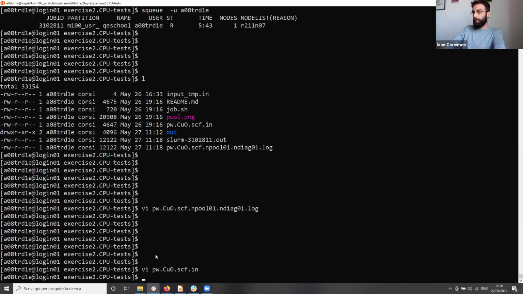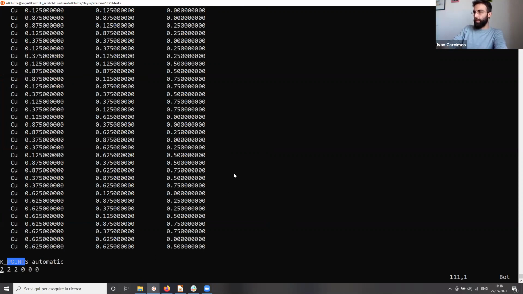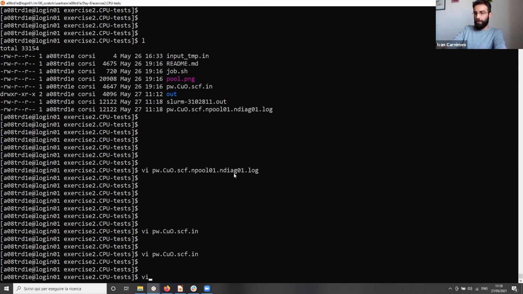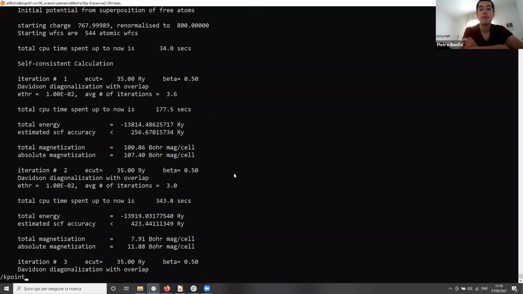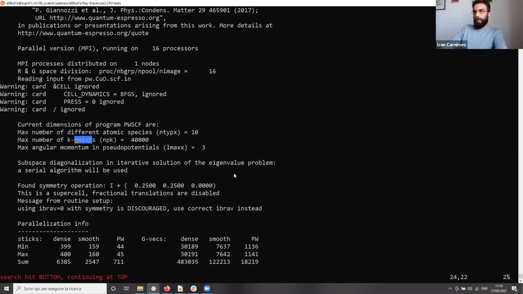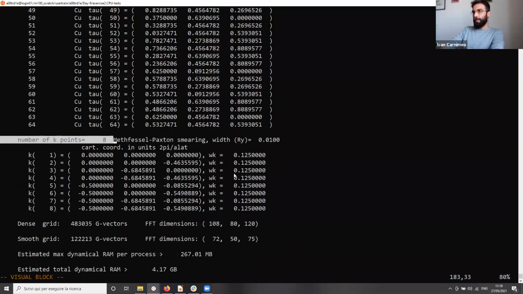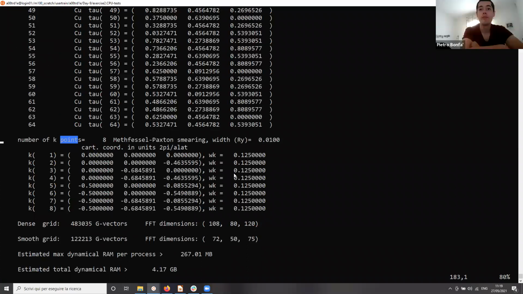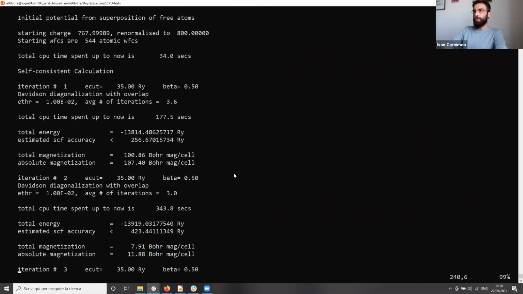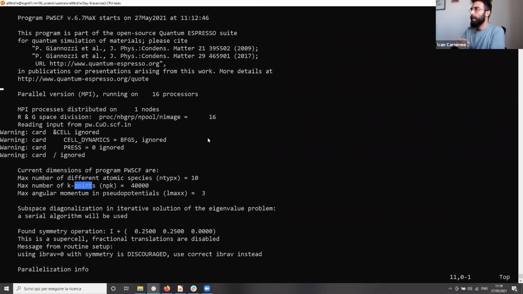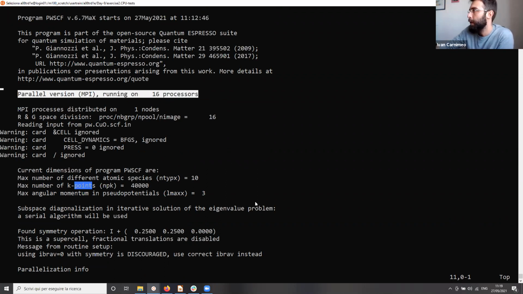2 times 2 times 2 means 8 K points. And in fact, in the output file we search for "point". And here it is telling us the number of K points is 8. So from here we get this information, and also at the beginning of the file we find again what Pietro told us about the computational resources, because in this case we are running on 16 processors.